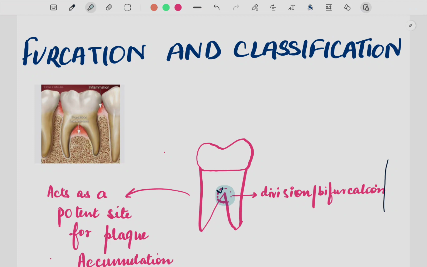Today we are going to study about furcation and its classification. Before we go deep into the topic, the first thing you have to know here is what is furcation. So you can say that furcation is basically the point where the roots are dividing, okay? So where one single root is dividing into two parts, that is the point which is known as furcation or bifurcation. Okay, this is what you say as a furcation.